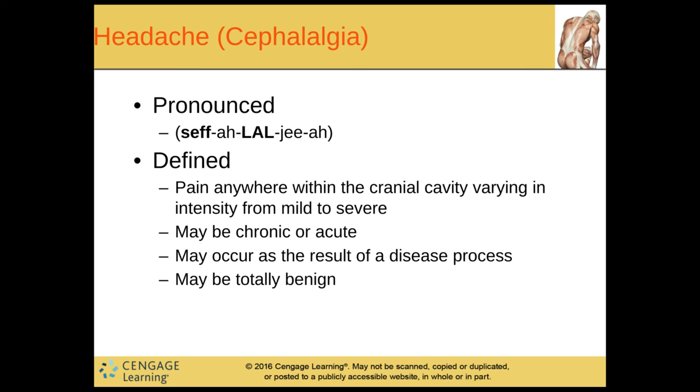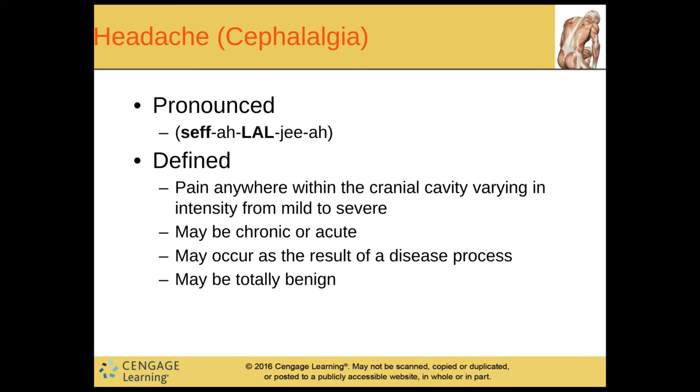All right. So, then we have a headache, or cephalgia. So this is a pain anywhere within the cranial cavity, varying in intensity from mild to severe. Maybe chronic, something that happens over a long period of time, or something that comes on pretty quickly, which would be considered acute. It may occur as the result of a disease process. So what that means is like if you have something else going on in your body. So let's say you have, like, an ear infection or like strep throat or something, a headache could be part of that disease process.